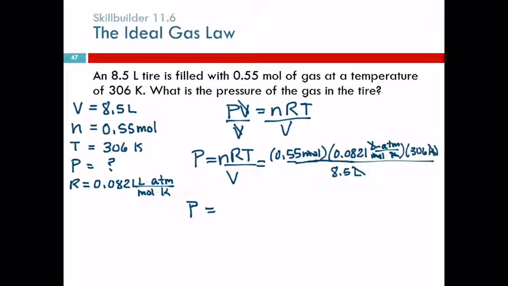Pressure equals 0.55 times 0.0821 times 306 divided by 8.5. Looks like this one needs two significant figures, so 1.6 atmospheres.